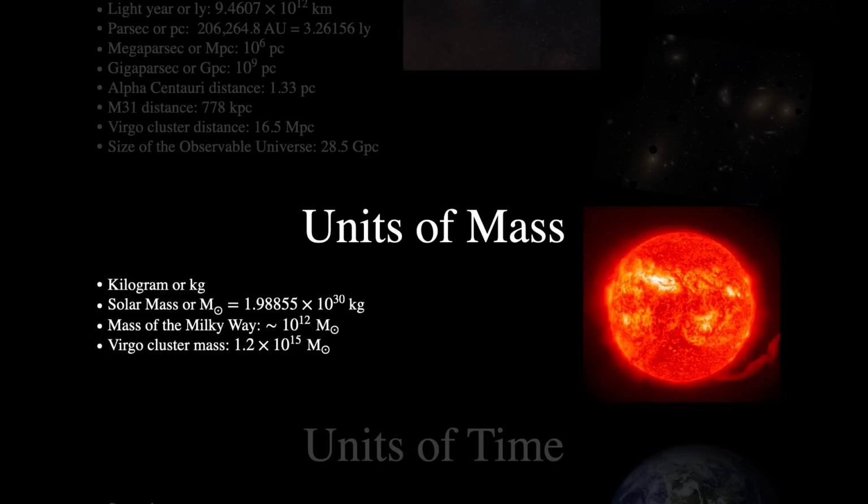And kilograms are pretty important, but for astronomical and cosmological purposes, they are not. More importantly, we use the solar mass, or the mass of the sun, which is about 2 times 10 to the 30th kilograms, which is a lot. And the mass of our Milky Way galaxy is about 1 trillion solar masses. And the mass of the Virgo cluster of galaxies is approximately 10 to the 15th solar masses.